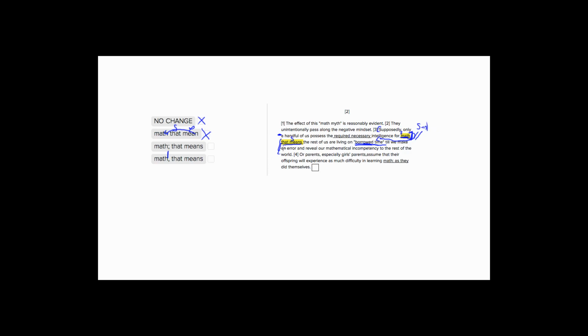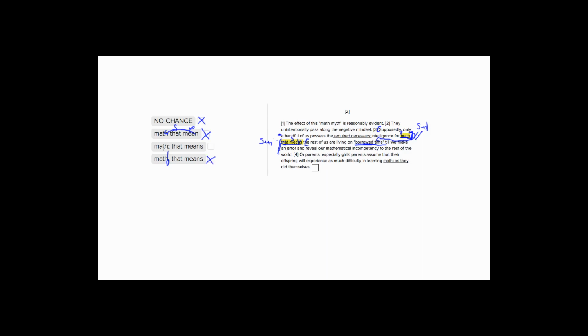And that means the rest of us are living on borrowed time until, okay, so this is also a sentence because we have that, which is our subject, means, which is our verb, and then we have this really long object. The rest of us are living on borrowed time. So this is also a standalone sentence. So since we have two standalone sentences, we don't want to put a comma between them because that would be a comma splice. So a comma can't connect two thoughts that can stand alone. So it won't be able to connect two things that could stand alone as sentences if they had to. So that's not going to be good.